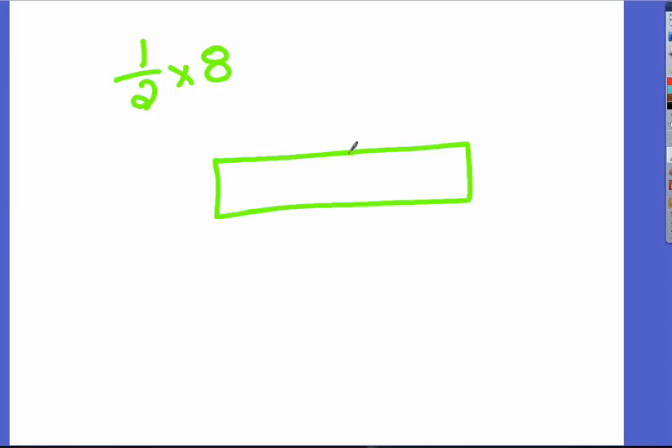Draw one line. And what needs to go on top? If this is my denominator, what's my numerator going to be? The top number will be the 1. Okay, because remember we have the number 8 and we're taking 1/2 of it.